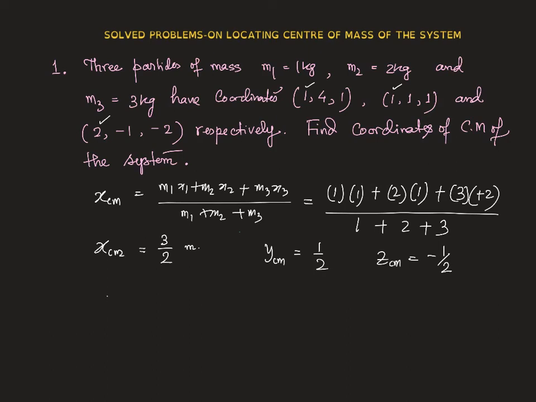So position vector of cm is given by 3 by 2 times i cap plus 1 by 2 times j cap minus 1 by 2 times k cap. Obviously in meter, as all the distances, all these coordinates are given in meter.